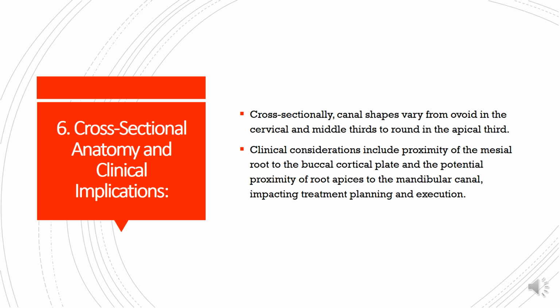Cross-sectional anatomy and clinical implications. Cross-sectionally, canal shapes vary from ovoid in the cervical and middle thirds to round in the apical third. Clinical considerations include proximity of the mesial root to the buccal cortical plate and the potential proximity of root apices to the mandibular canal, impacting treatment planning and execution.